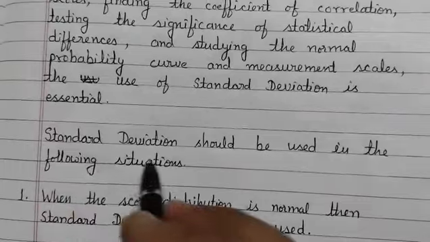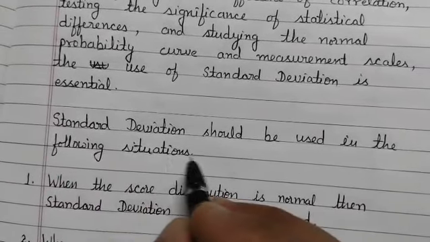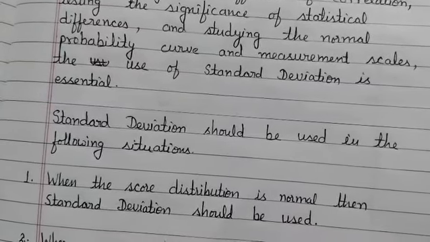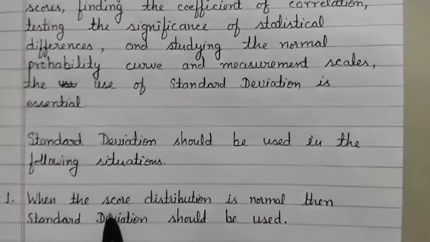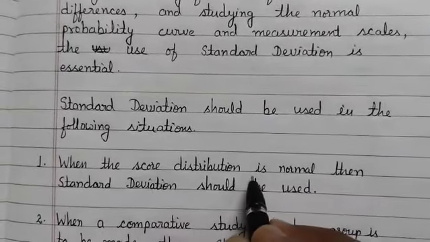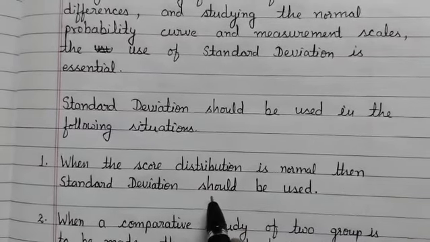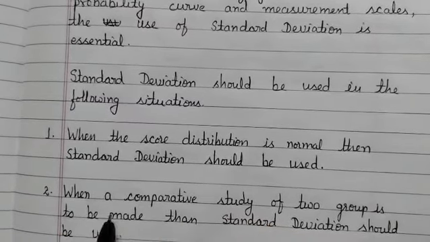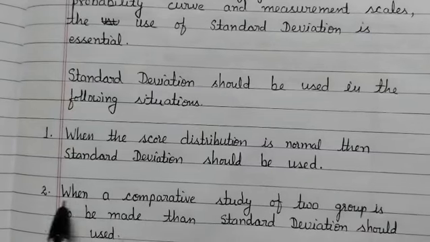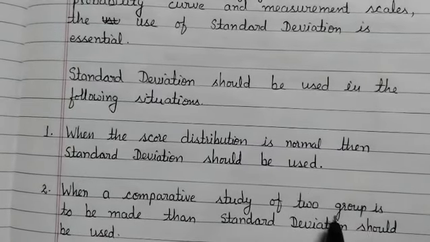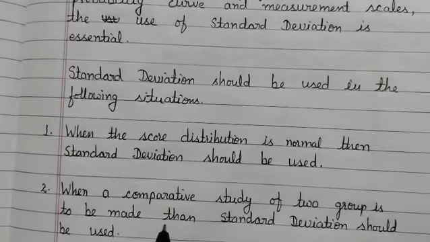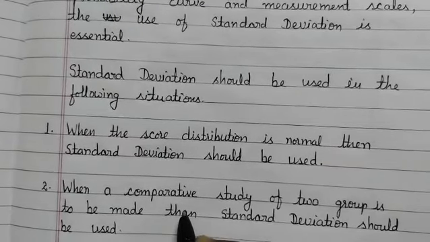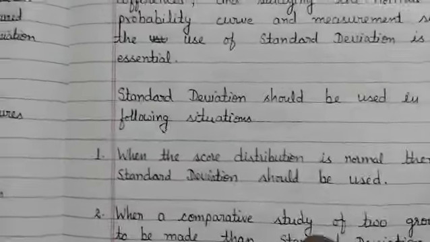Next point is, standard deviation should be used in the following situations. In which situations should the standard deviation be used? There are some important points. First point, when the score distribution is normal, then standard deviation should be used. Next point, when a comparative study of two groups is to be made, then standard deviation should be used. In that condition, standard deviation should be used.